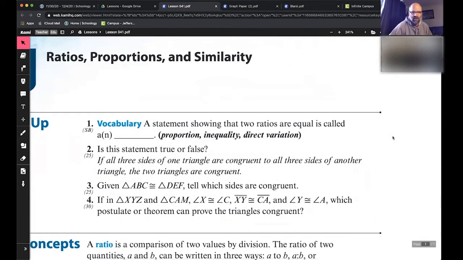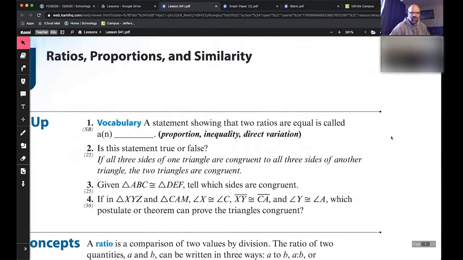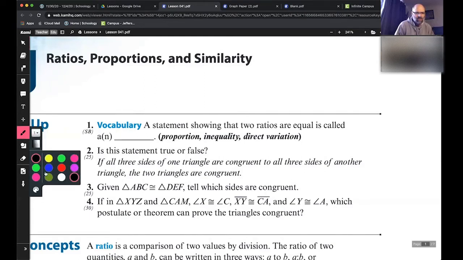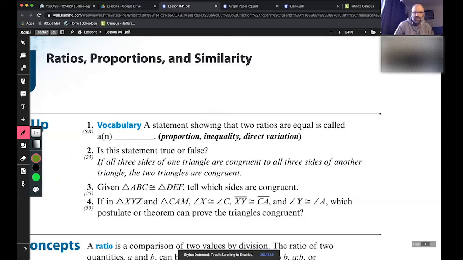So we are going to do a little bit of review here. A statement showing that two ratios are equal is called what? Can you shout it out? A proportion, inequality, or direct variation? Read that sentence: a statement showing that two ratios are equal is called a.